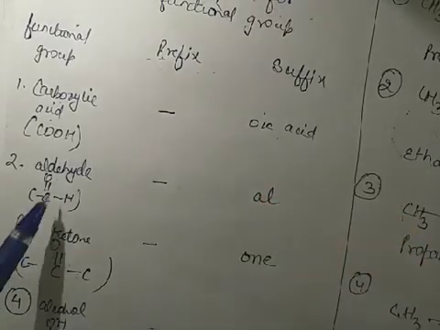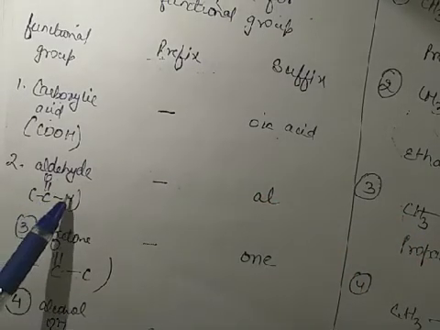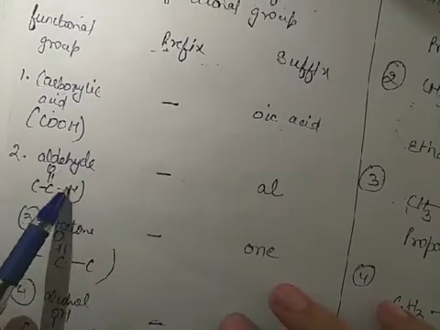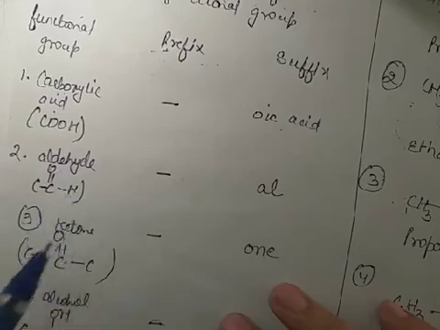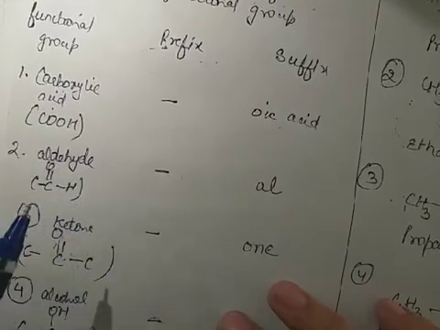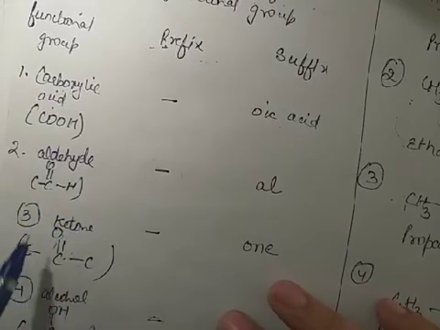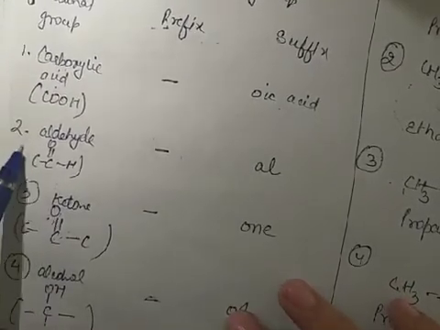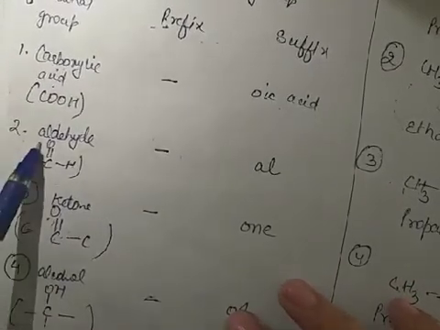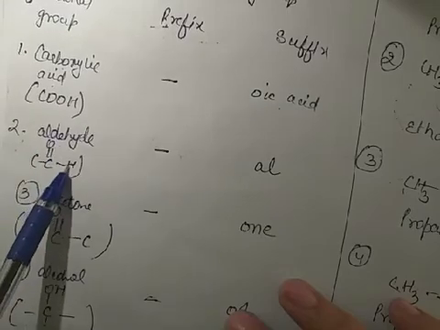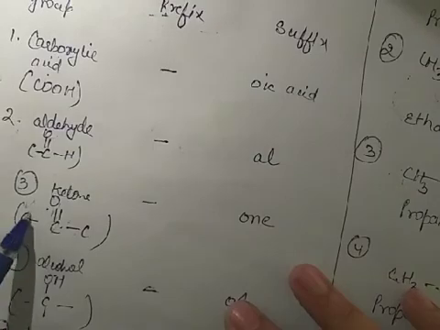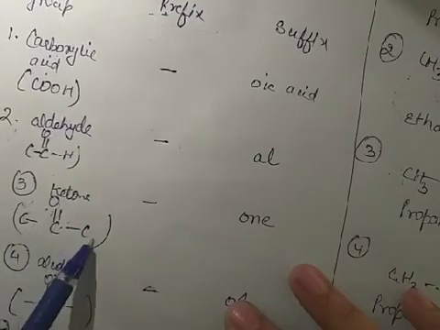So how do you distinguish between aldehyde and ketone? In aldehyde there must be the presence of 1 hydrogen. If there is no hydrogen, only carbon and carbon, then it will become ketone. This is the basic difference between aldehyde and ketone. In aldehyde, hydrogen is attached to the carbon. In ketone, there are carbons on both the left and the right.